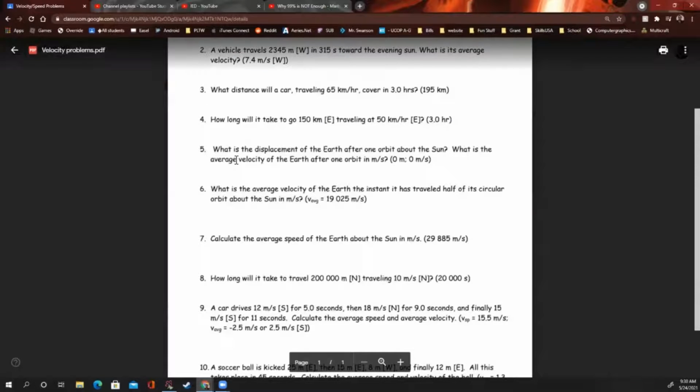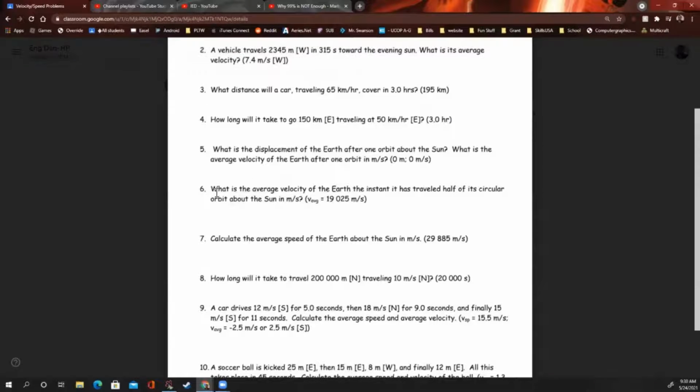Let's skip down a few and just look at one other one here. Let's look at a tricky one. What is the average velocity of the Earth the instant it has traveled halfway of its circular orbit? Now that's like a hard one, right? Like, what is the average velocity of the Earth after it has traveled half of its circular orbit around the sun?